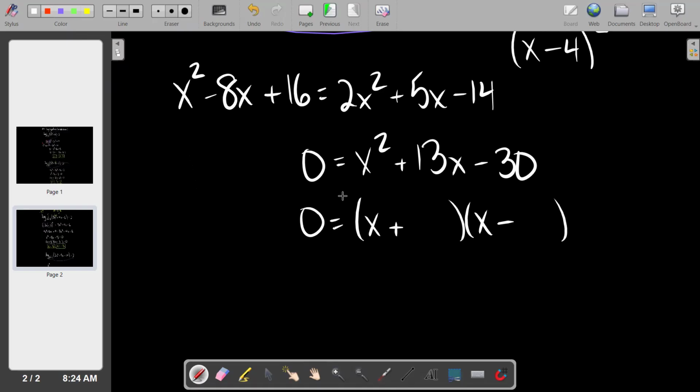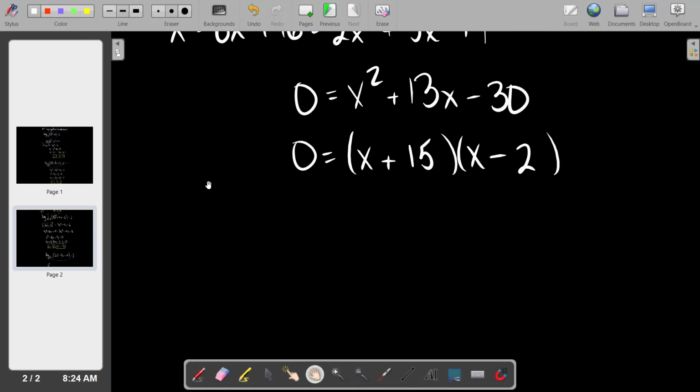And Parker did say it. Some of you probably also have figured it out. What numbers multiply to make 30 that we like? 15 and 2. Good job, guys. So we have a positive 15 and a negative 2. So my answer candidates are x equals -15 and maybe x equals positive 2.